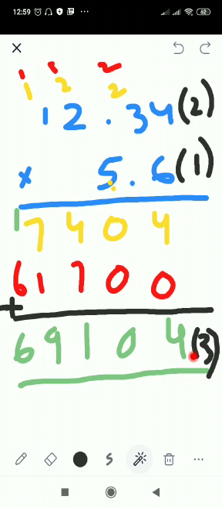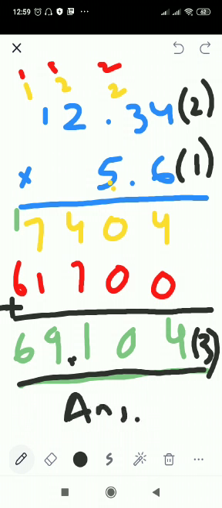All right, we are going to count from the right side, 1 2 3, and then place a decimal over here. So this answer will be 69.104. This is going to be your answer, 69.104. All right.